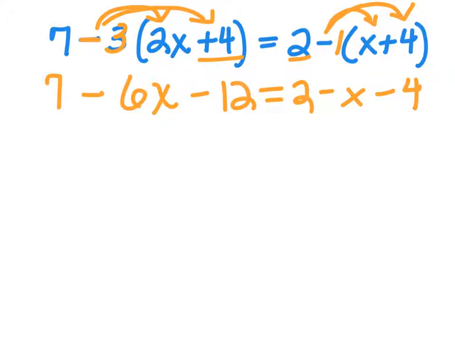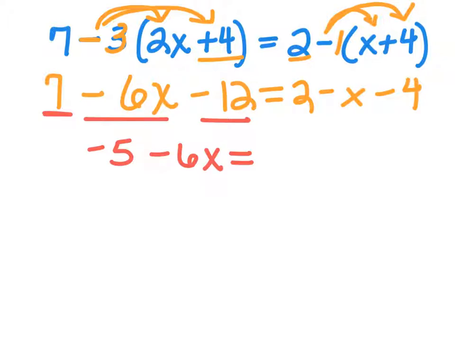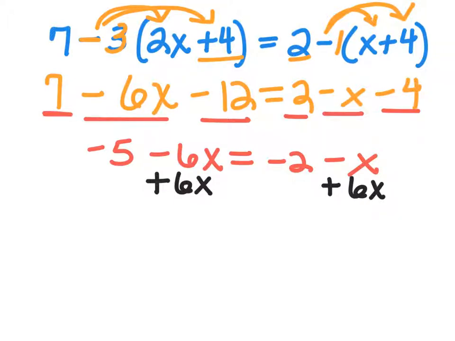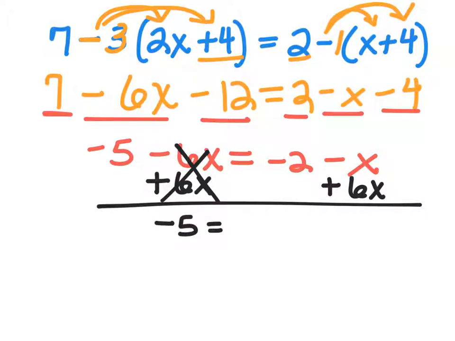We know how to combine like terms and solve it from there. So if we take a look at the first side, I'm just going to rewrite it and combine my like terms. I have 7 and -12, which gives me -5, and then I still have minus 6x. Equals, on the other side, I'll combine my 2 and my -4, which is -2, and then I still have minus x. Next step, I usually like to move the x's first, and I like to move the smaller one. So let's cancel out the -6x. I will add 6x to both sides. This side cancels, so I'm left with -5 equals -2, and -x plus 6x is 5x.